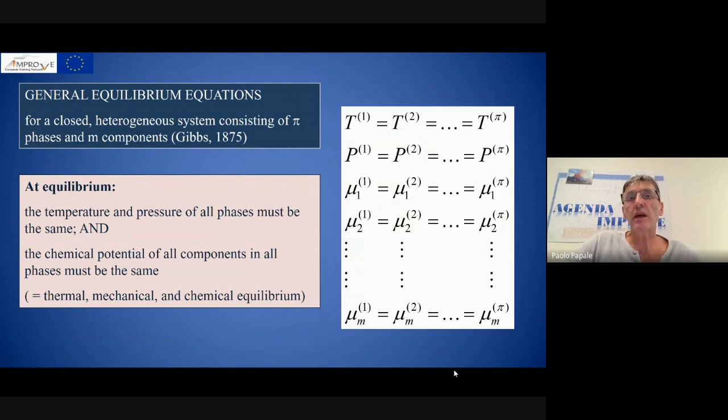same, that the chemical potential of water in the liquid phase be the same as that of water in the gas phase, and similarly, that the chemical potential of carbon dioxide in the liquid phase be the same as that of carbon dioxide in the gas phase. So we have now defined the general equilibrium equations.